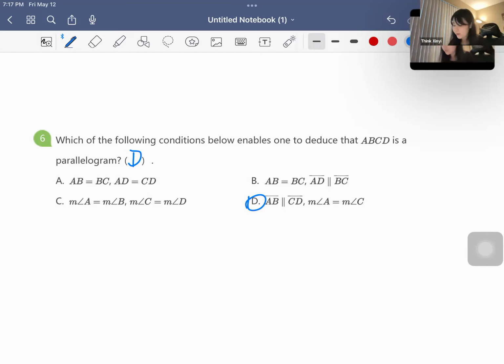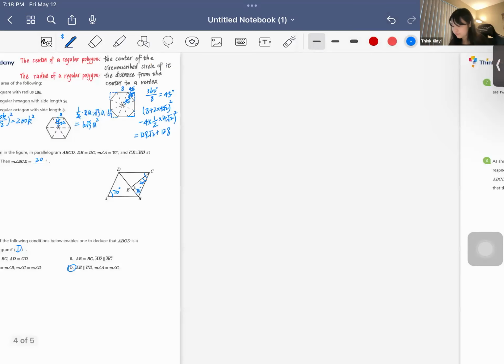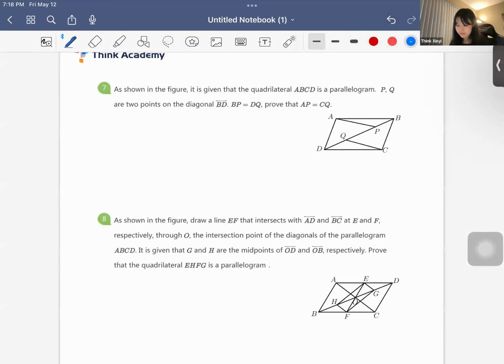So currently we have the opposite angles equal to each other, and also there are two opposite sides parallel to each other. Okay. So that helps us review how to prove a parallelogram. And let's see two other proving questions, okay?